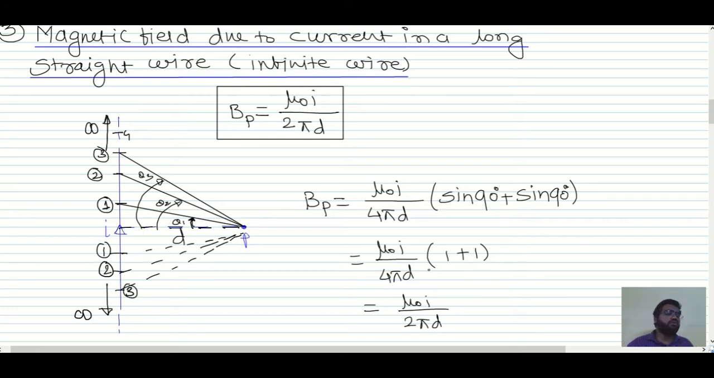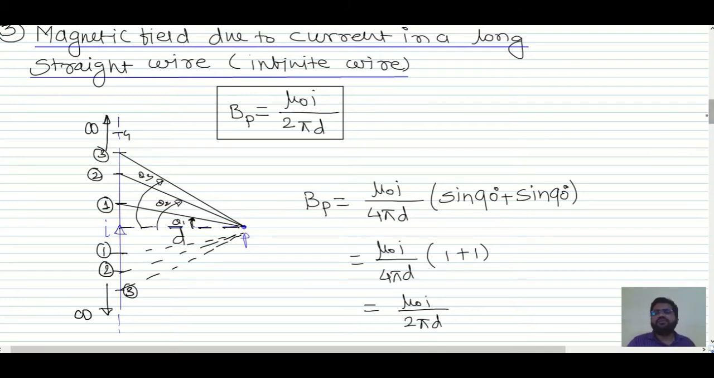So due to a finite current carrying conductor, it is mu naught I divided by 4 pi d, into sine alpha plus sine beta. Over here you have to remember one thing in this chapter: mu naught I divided by 4 pi d is common in this chapter, and everything else will modify. Like for finite, sine alpha plus sine beta; for infinite, sine 90 plus sine 90; for semi-infinite, sine 90 plus sine 0. For circular arc, theta. That I'll tell, so don't worry.